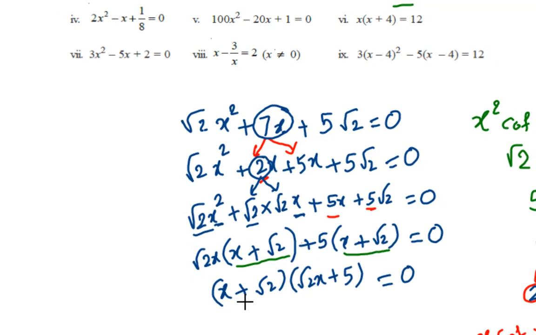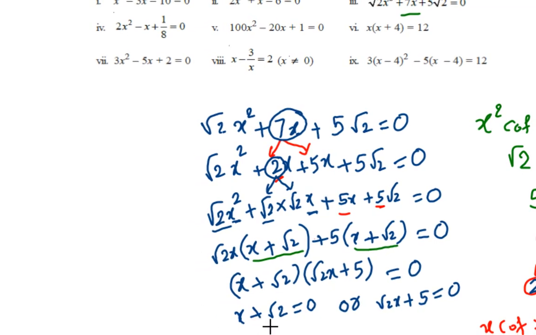Now the product of these two equals 0. That means either any one of these must be equal to 0 or both equal 0. So we can take x plus root 2 equals to 0, or square root 2 x plus 5 equals to 0. Now here by transposing plus root 2 to the right side, we get x equals to minus root 2, or here if we transpose plus 5 to the right side, we get square root 2 x equals to minus 5.